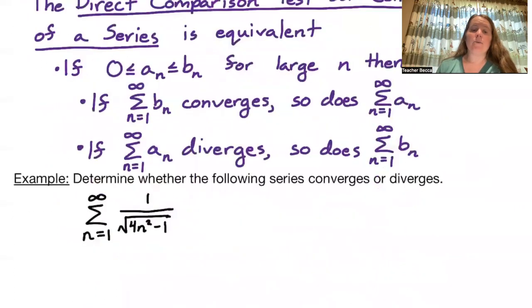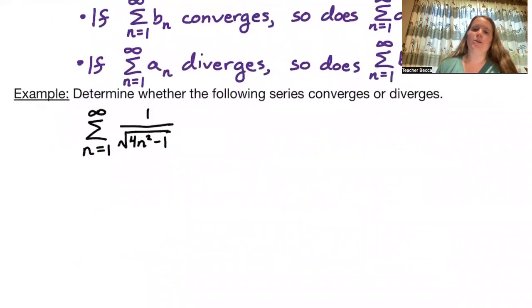All right, so let's do a couple examples. We're going to determine if a series converges or diverges. We'll go ahead and start off with the series, which is the sum from n equals 1 to infinity of 1 over the square root of 4n squared minus 1.